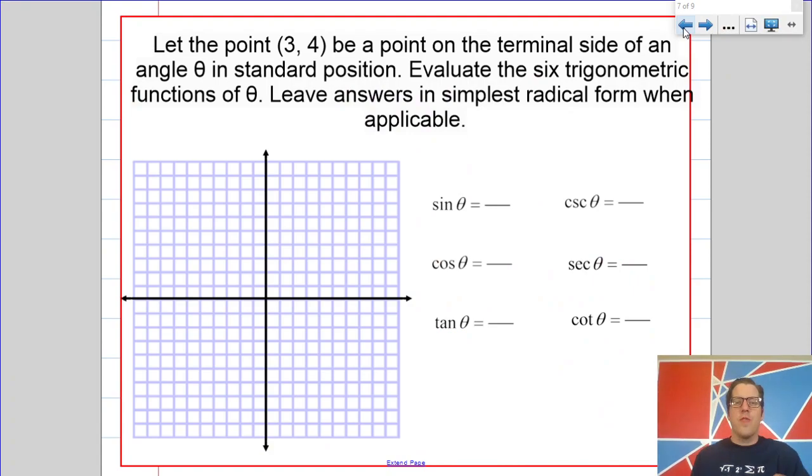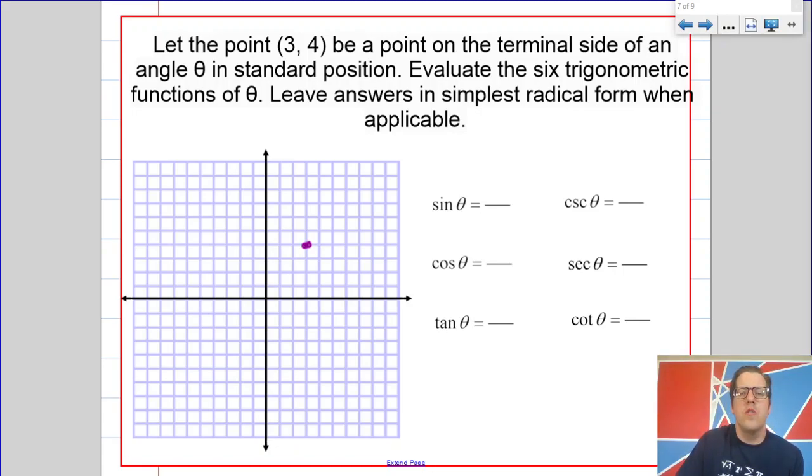All right, folks, thank you for your attention. We are in the home stretch. We've got a little bit of new vocab here. It says, let the point 3, 4, so that's just the regular point 3, 1, 2, 3, 4, be a point on the terminal side of an angle in standard position.